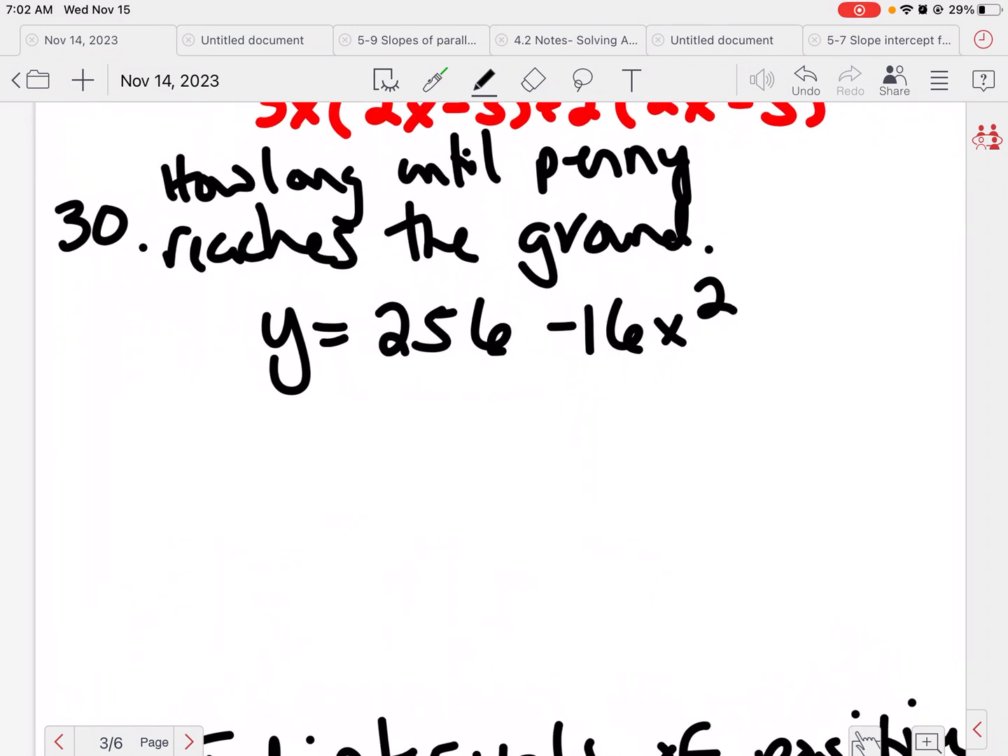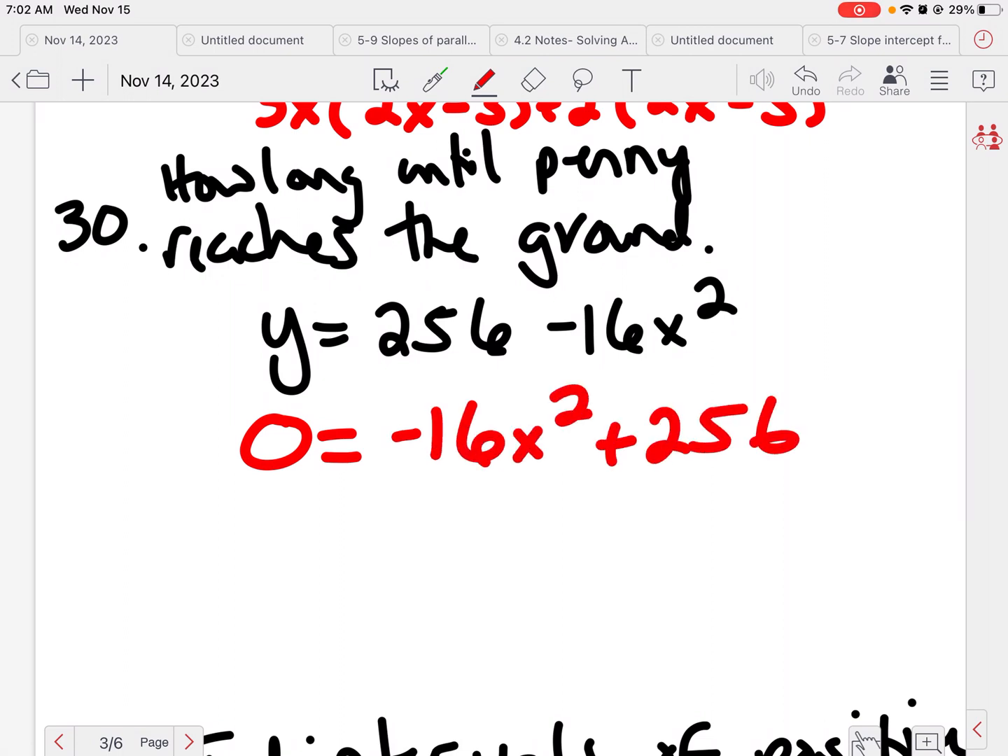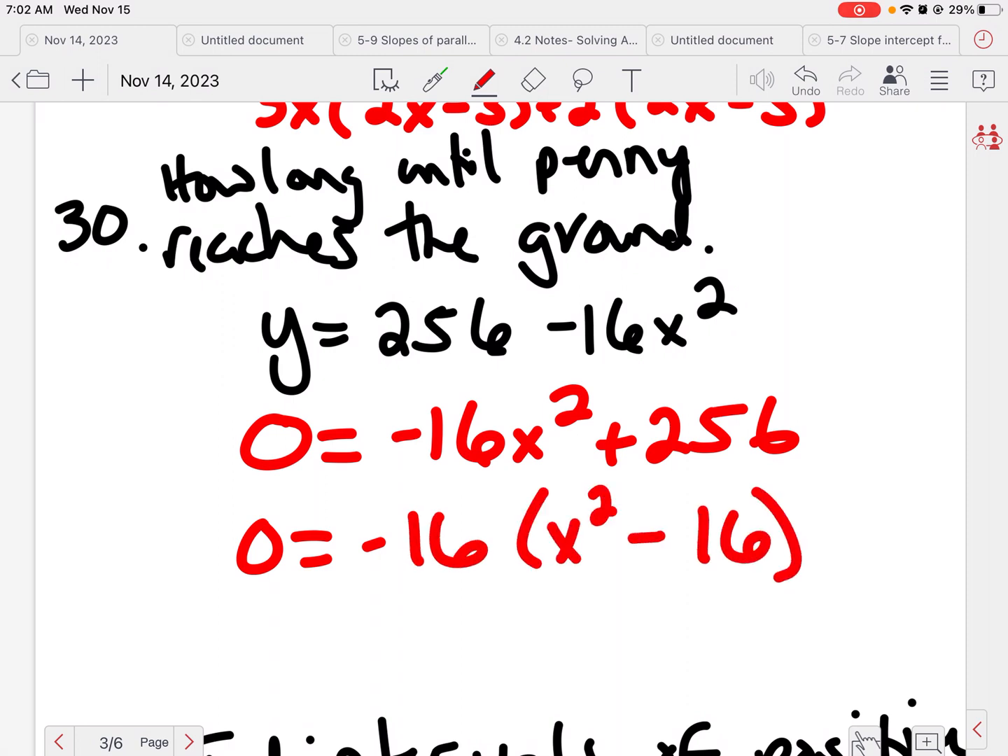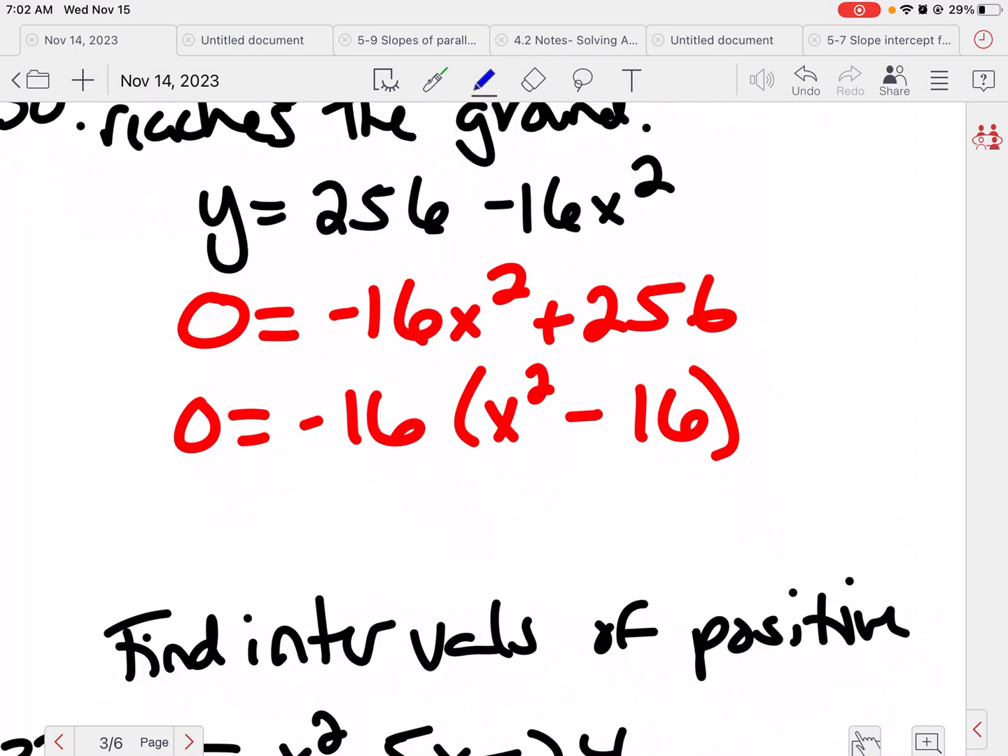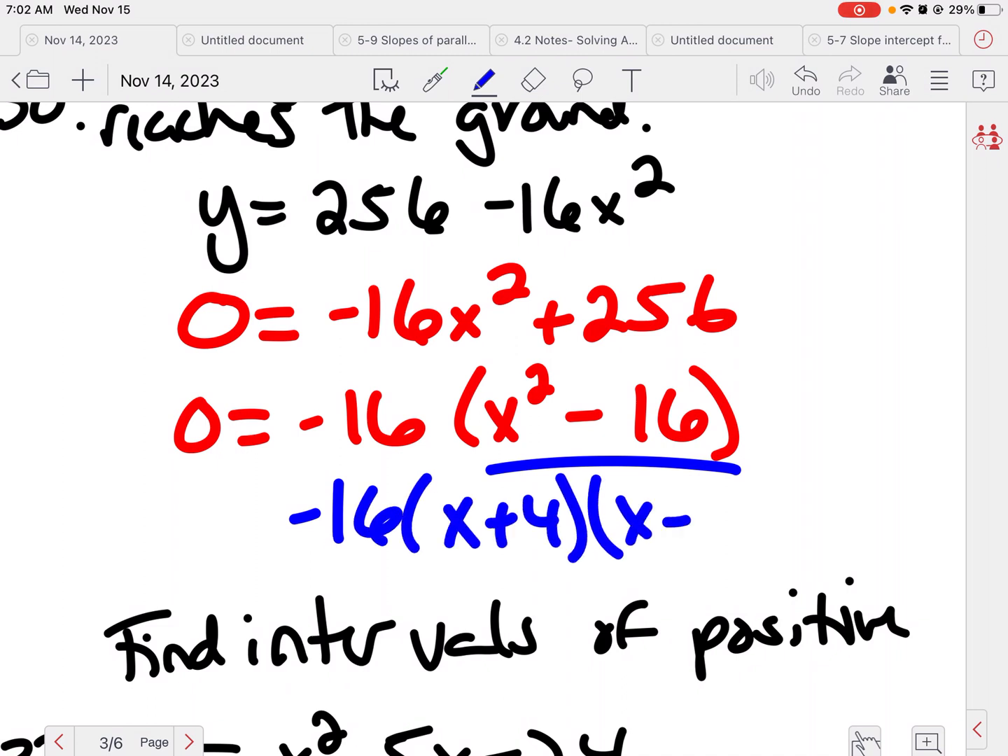So it says how long until the penny reaches the ground. Again, ground level is 0. So I'm going to write this as negative 16x squared plus 256. 256 is divisible by 16, so I'm going to factor out a negative 16. So we're left with x squared minus 16. This is a difference of squares, so this would be negative 16 times (x plus 4)(x minus 4).